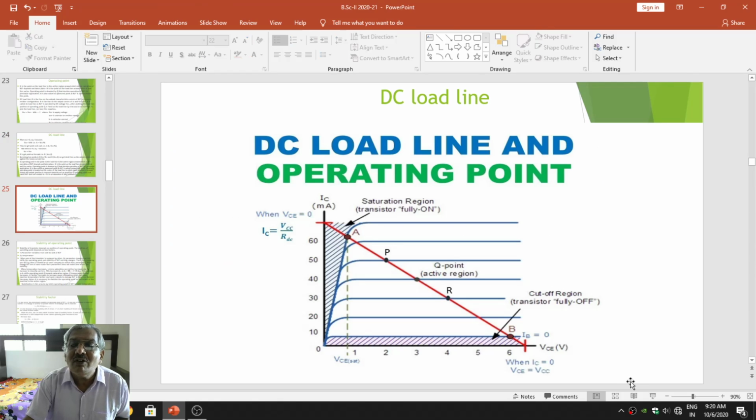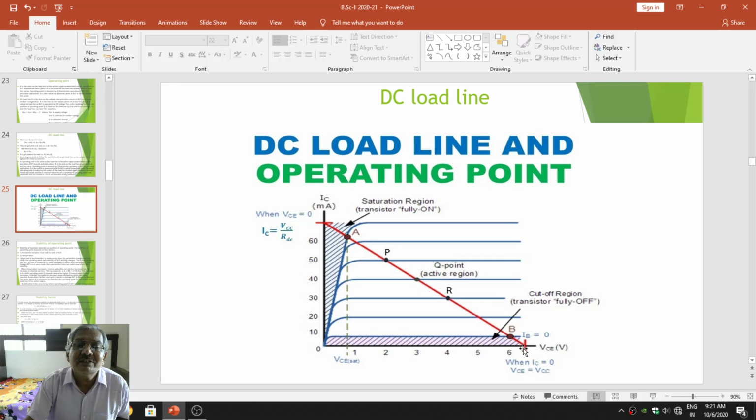So we can get VCE equal to VCC. So this is another point we can get. One point is on the VCE axis, another point is on the IC axis. Join these two points. If you join these two points, we get a straight line, which is represented by a red line. This line we can call the load line, which is located on the output characteristic curves.